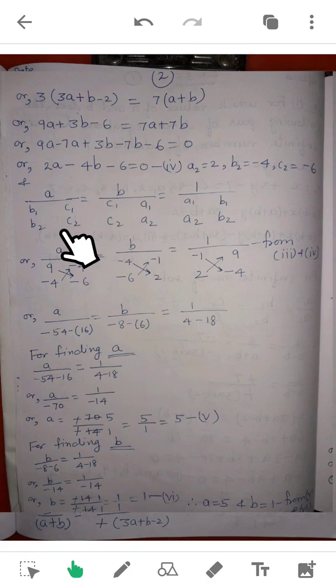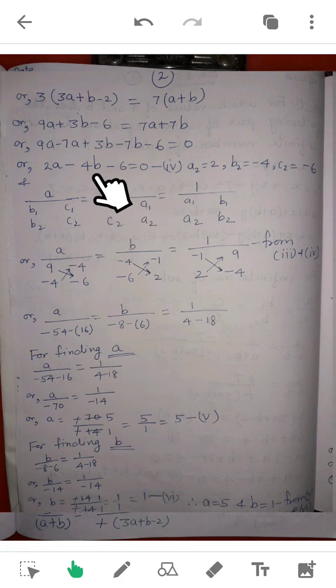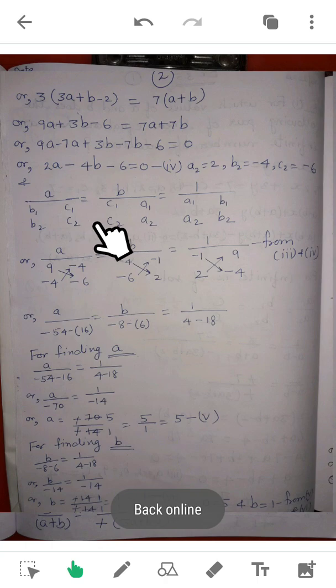We all know this formula: x upon b1 c1 b2 c2. Here the variable is a. We don't have the variable x. Here the first variable is a, so I am writing a here. A upon, we all know, b1 c1, b2 c2. Now the second variable, in place of y, we have here b, so I have written b. Upon, we all know, c1 a1, c2 a2. This c1, c2, you simply have to write it here.